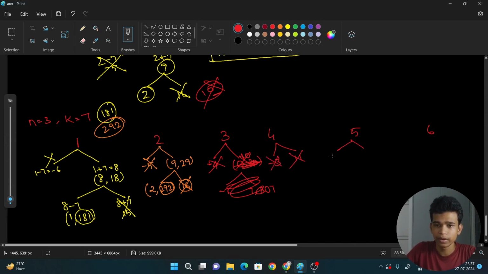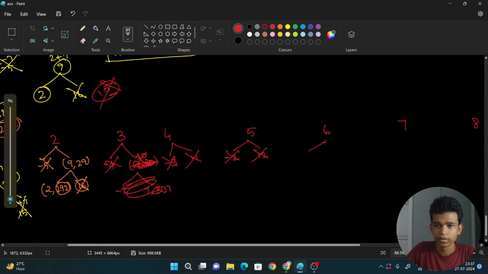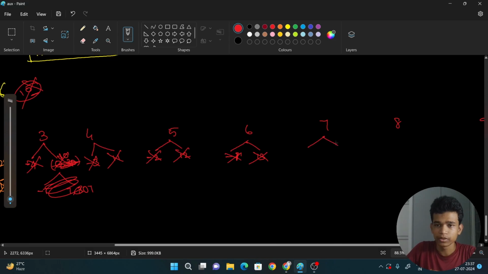Okay. 5 can be divided as minus 2 and 12. This also cannot be further traversed. Come to next value. 6 can be minus 1 and here comes 13. This also cannot be further traversed. Now come to 7. 7 minus 7 is 0. 7 plus 7 is 14. So this cannot be further traversed.